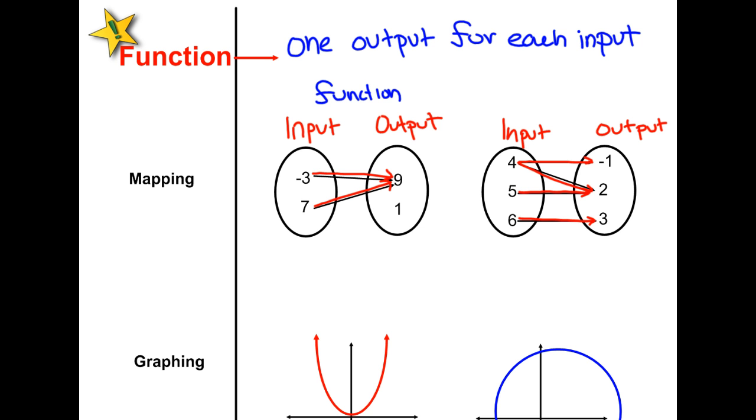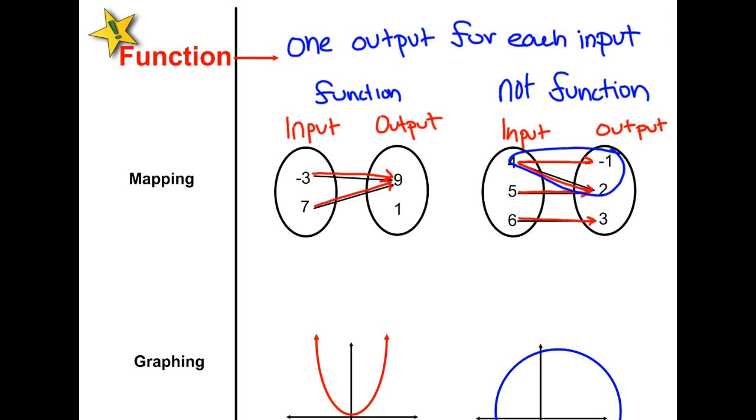Our second example, if you look, right here is where we have an issue. Our 4, which is an input, can come out to be either a -1 or a 2. Because that 4 can come out to be two different numbers, this is not a function.